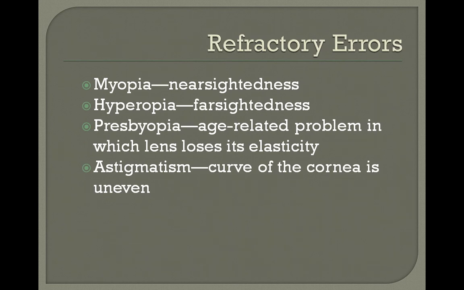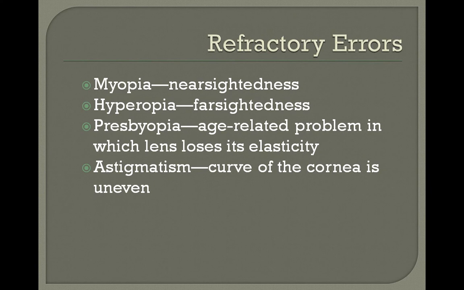So, with our refractory errors, we have myopia, which is what we call nearsighted. And so, if a person is nearsighted, that means that they have near sight. They can see things that are near to them. And so, a person that's nearsighted has an inability to see objects at a distance.